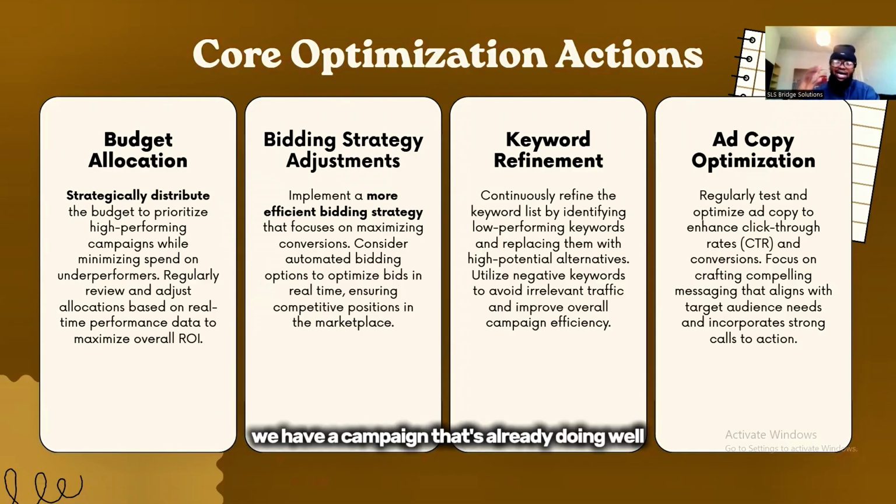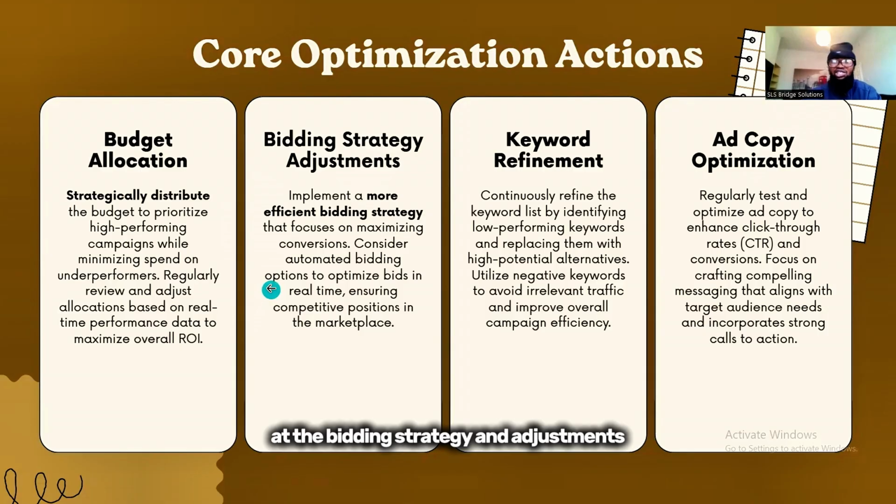Think of it like we have a campaign that's already doing well. So what we want to do now is to increase how much we are spending on the campaign that is doing well, and we are going to be doing this strategically. I'm going to be expatiating on how we are going to be approaching this increment in the next couple of slides. And also, we are regularly going to review and adjust allocations based on real-time performance data to maximize the overall return on investment. That's the exact way we are going to be increasing on what we are doing well and also doing better at improving the other campaigns that are lagging behind.